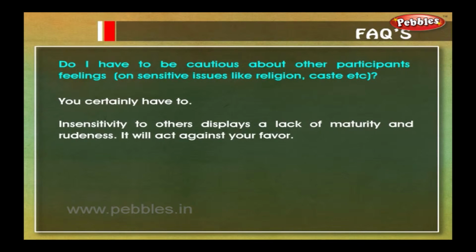Do I have to be cautious about other participants' feelings? Maybe on sensitive issues like religion or caste, etc.? You certainly have to. Insensitivity to others displays a lack of maturity and rudeness. It will act against your favor.